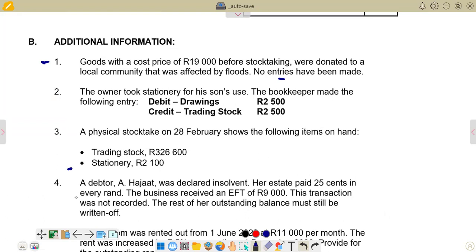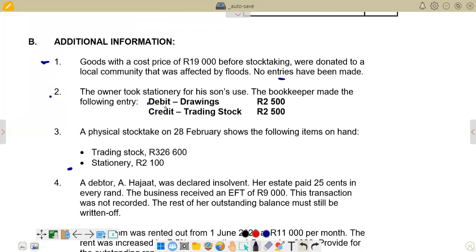But if you go to item 2 again, it reads the owner took stationery for his son's use. The bookkeeper made the following entry. So remember, this stationery was taken for own use, which means these are drawings, and the entry was debiting drawings, which was correct on this part, but on the credit trading stock, it's a mistake.